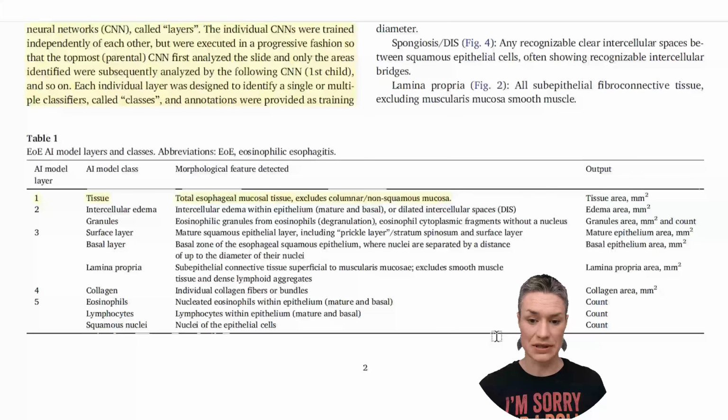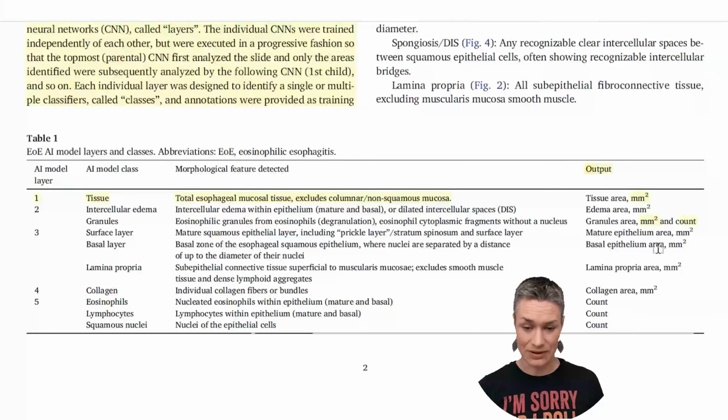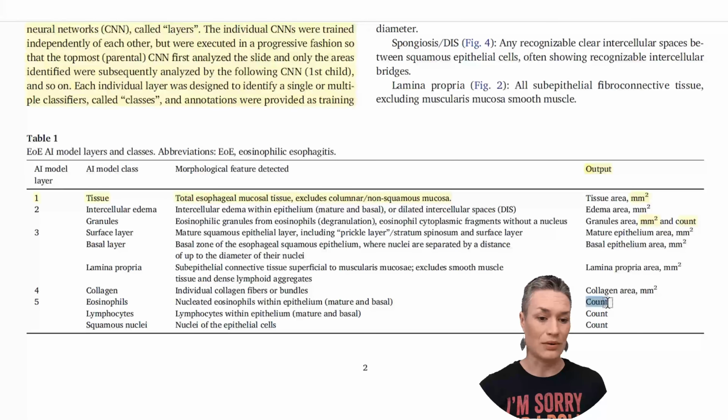And we have the outputs here. And whenever we're working with regions, we will have millimeter squares. Here we are talking about semantic segmentation. If we have both area and the count, we are talking about instance segmentation. And yeah, I do see here only count. This is object detection. So going back to our layers, we have tissue, we have intracellular edema, granules, surface layer, basal layer, lamina propria, collagen, eosinophils. This is eosinophilic esophagitis, so we do need to detect eosinophils, lymphocytes, and squamous and nuclei.